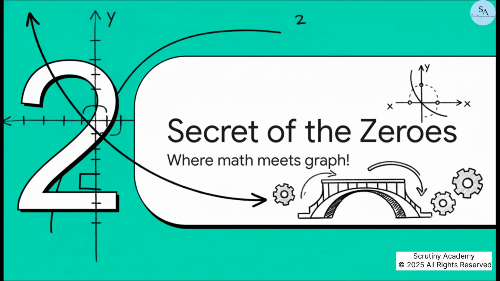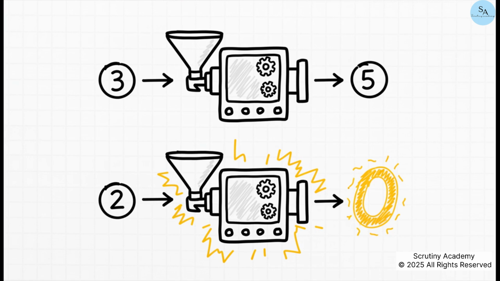Okay, we've got the rules down. Now for the fun part. This is where the numbers and letters suddenly create a picture. We're diving into the zeros of a polynomial, which is basically the key to understanding its graph. So what is a zero? Well, it's sometimes called a root, and it's simply the value of x that makes the whole thing equal 0. You're looking for the number that solves the puzzle and makes the final answer 0.